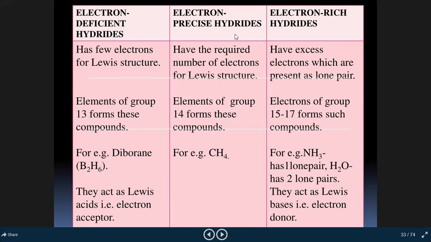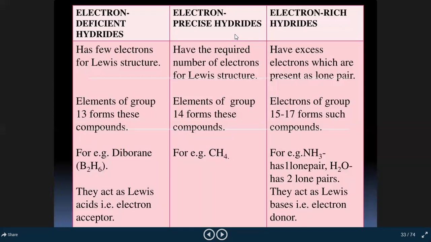It does not have any extra electron, it does not require any electron, so these types of compounds are known as precise hydrides. Now electron rich hydrides, all those hydrides which have excess electrons present as lone pairs, even after forming bonds. Even though they have lone pair electrons attached to them, these are known as electron rich compounds and they are more prone to donate their electrons. The one who has more electrons will donate, obviously. So group 15 to 17 elements form these types of compounds.